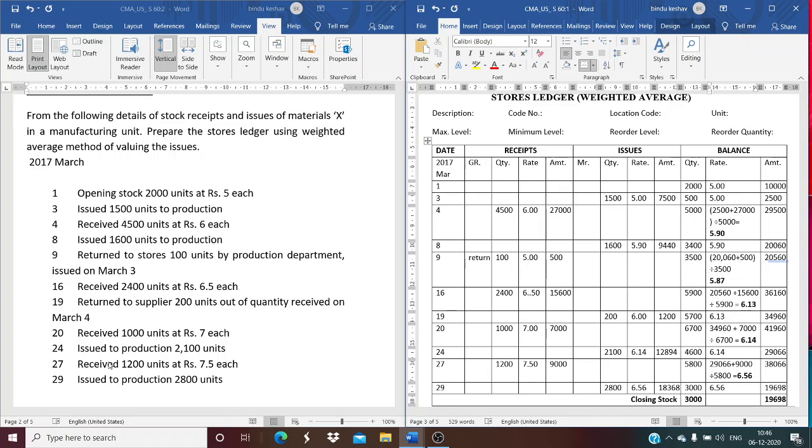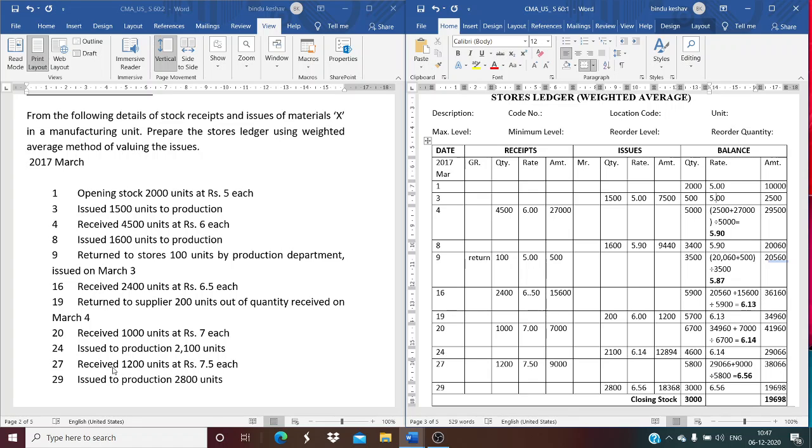And on 24th issued to production 2,100 units. On 24th 2,100 units are issued. So it is issued on the weighted average price of 6.14. So 2,100 at 6.14, 12,894. So the balance will be 6,700, which was the existing balance, minus 2,100, 4,600. And the weighted average price remains the same, 6.14, 29,066 is the value.